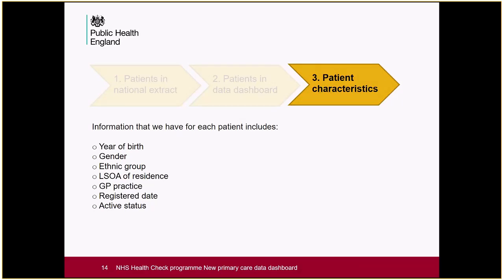Okay, so now this slide just shows the information we have as patient characteristics from the national extract. So we've estimated age from the patient's year of birth. We know their gender, ethnic group if it was recorded, LSOA of residence, and then some information about their GP practice.